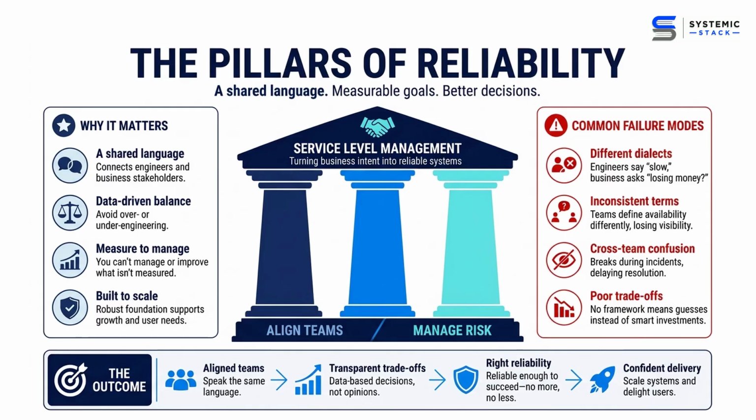When we talk about the pillars of reliability, we are really talking about a shared language. In many organizations, a major failure mode occurs because engineers and business stakeholders aren't speaking the same dialect. The engineer says the database is slow, but the business lead wants to know if they're losing money. Mastering these terms allows you to bridge that gap.